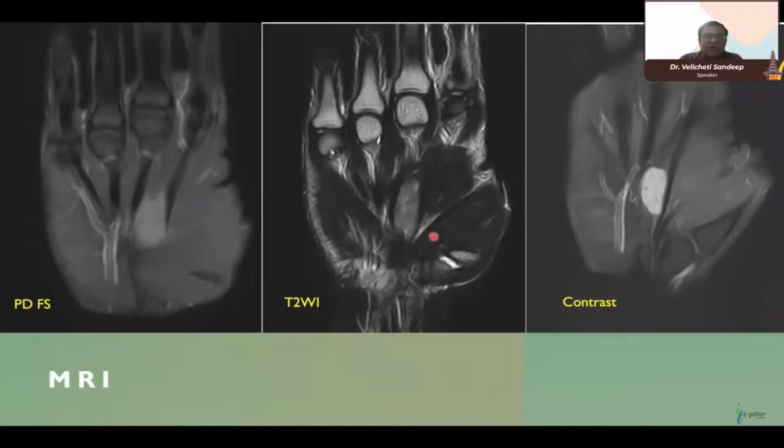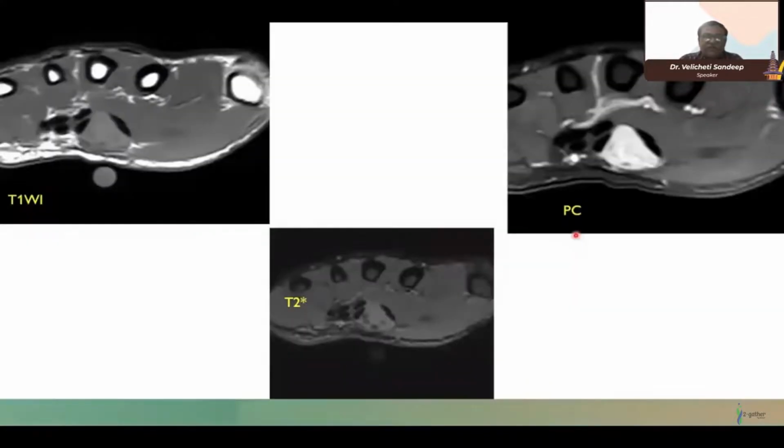It could be more of a fibrous type of material rather than mucinous type of material. There are multiple signal voids seen which are consistent with calcification, which we discussed earlier in ultrasound. After giving the contrast, this is intensely and homogeneously enhancing.